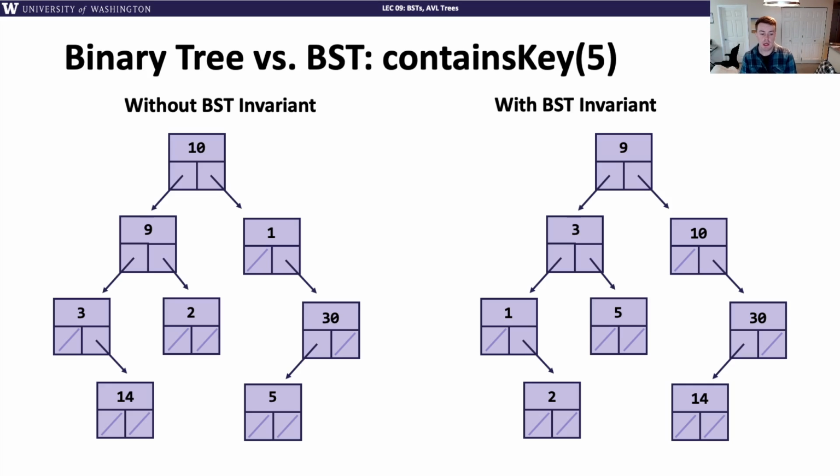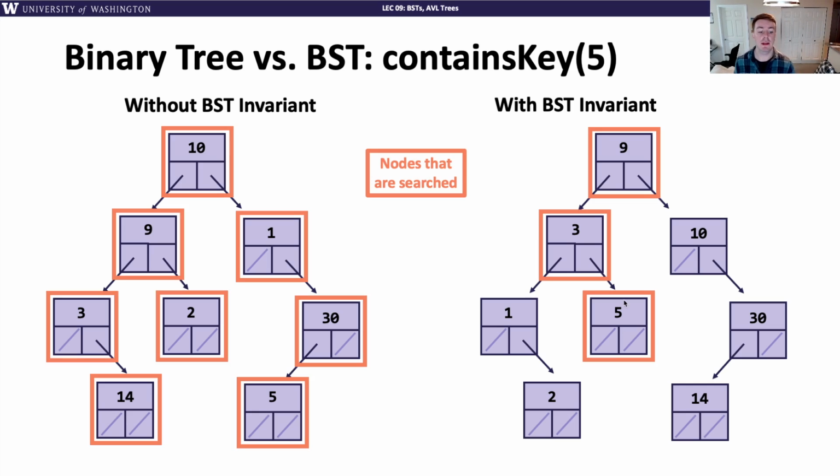So in the last video, we talked about binary trees and the binary search tree property. And in this video, I want to talk a little bit about how we can analyze some operation like containsKey. And so we saw with the binary search tree property, we have to look at fewer nodes than in the tree without that invariant, where we have to search every single one.